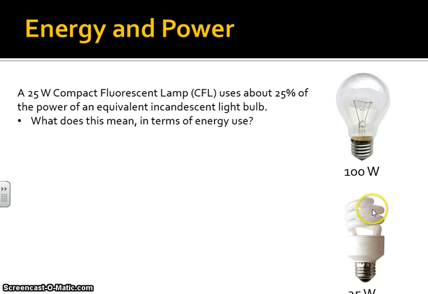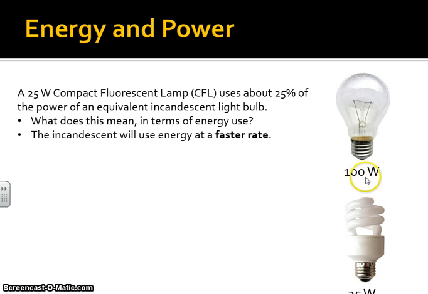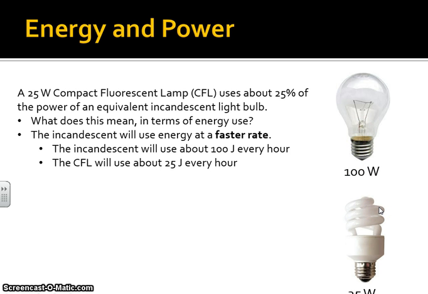So what does this mean in terms of energy use? What this means is the incandescent will use energy at a faster rate. Remember, power is a rate, energy is an amount. So this is going to use energy at about a 4 times faster rate than this. If you leave them on for the same amount of time, this is going to use about 4 times the energy. You can think of it as joules per hour or watt hours per hour, or whatever you want to think of.